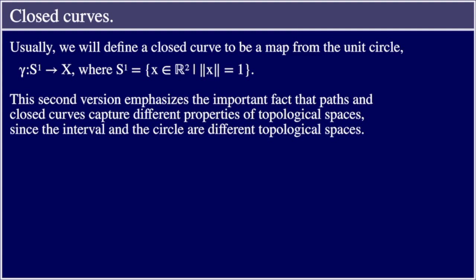Usually, we will define a closed curve to be a map from the unit circle, gamma, mapping S1 to X, where S1 equals the set of x a member of R2, such that the norm of x is equal to 1. This second version emphasizes the important fact that paths and closed curves capture different properties of topological spaces, since the interval and the circle are different topological spaces.